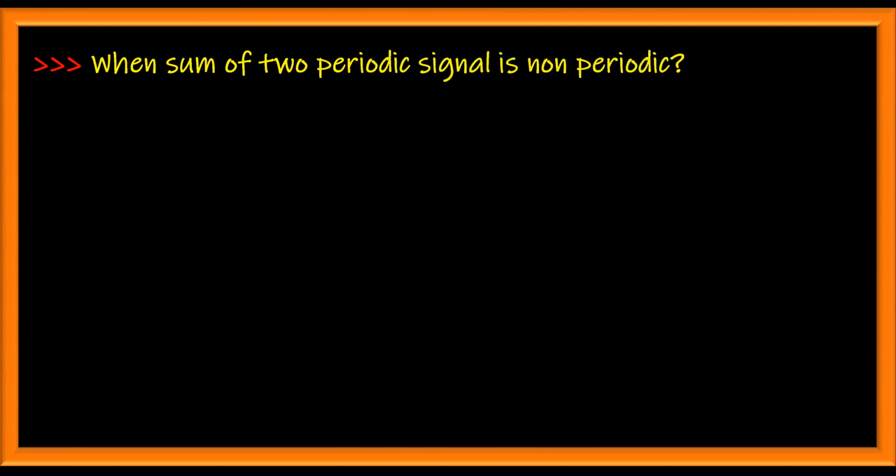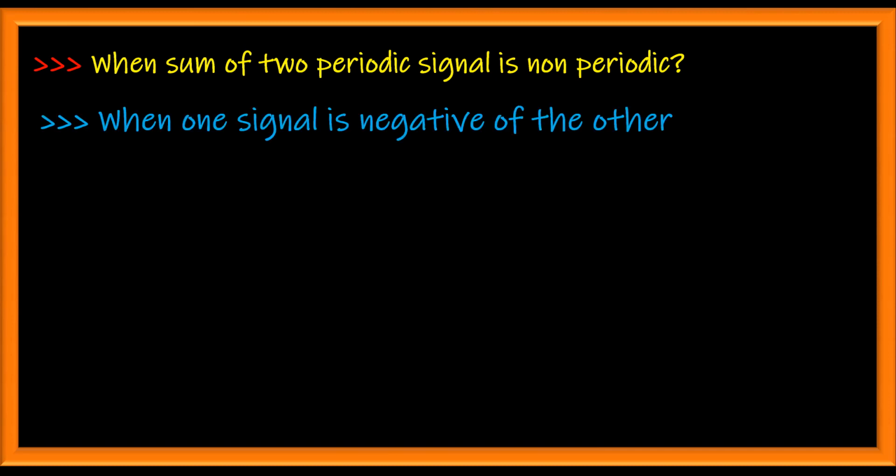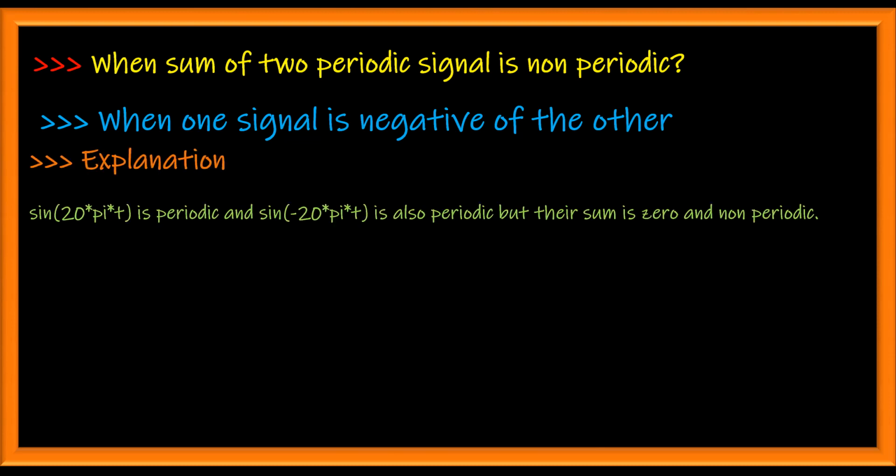When is the sum of two periodic signals non-periodic? When one signal is the negative of the other. If we have one signal as sine 20 pi t and its negative as sine minus 20 pi t, then their sum is 0, which is non-periodic.